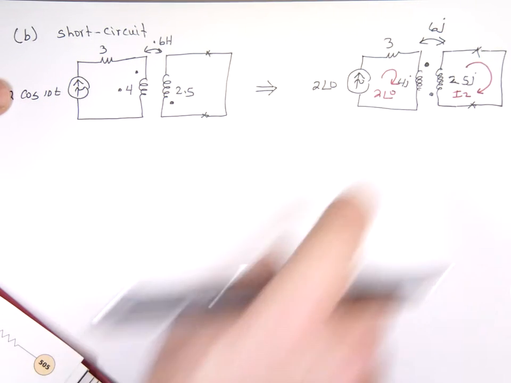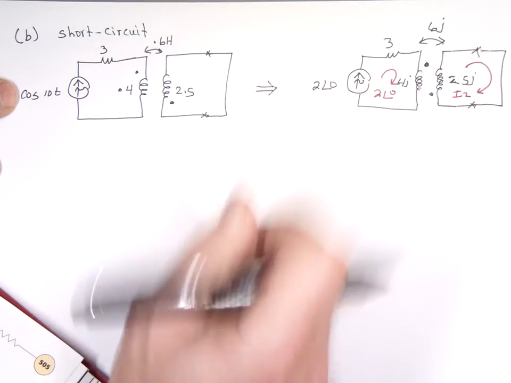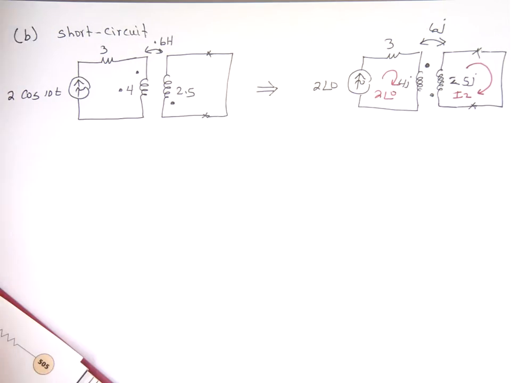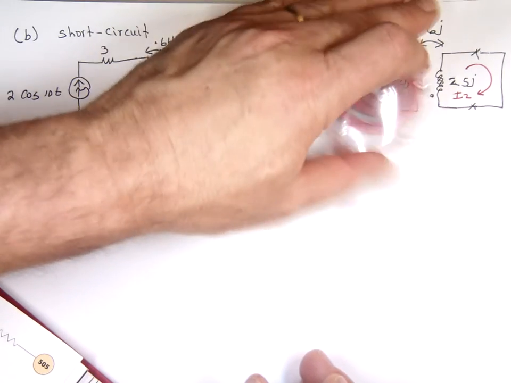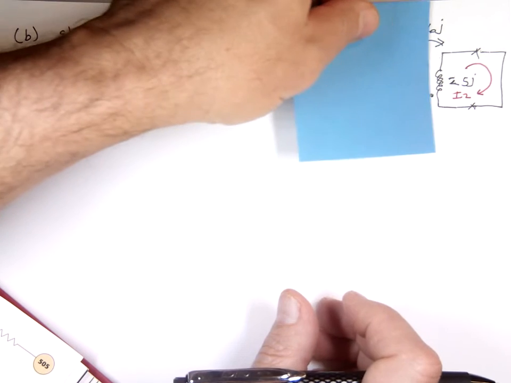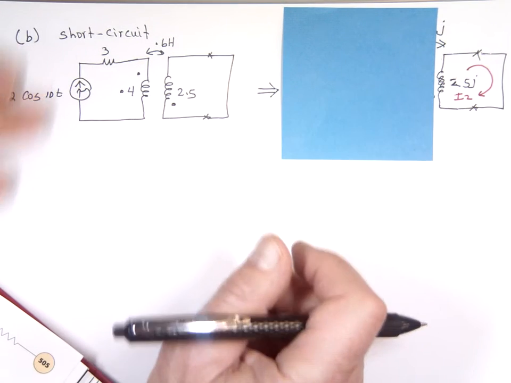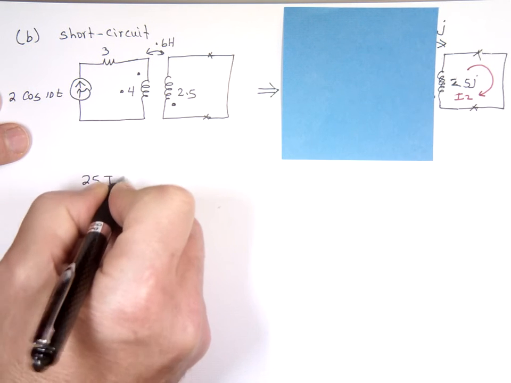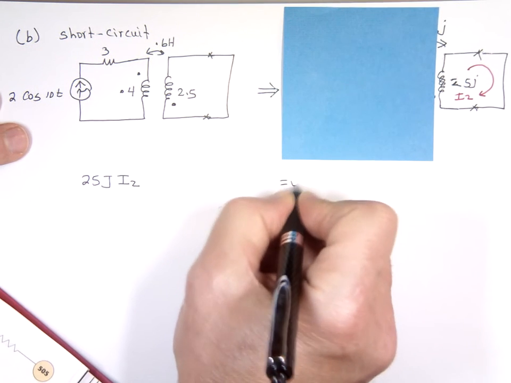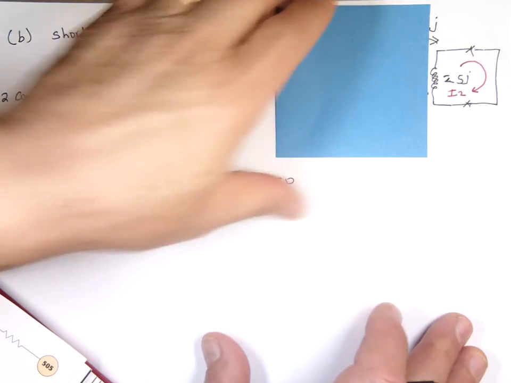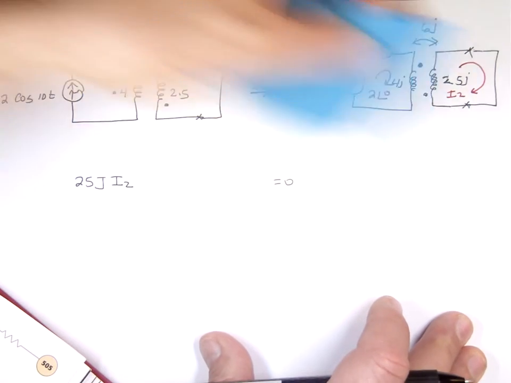But now, if I just do a KVL here, the sum of the voltage in a closed loop is 0. What do we have here? We have only that inductor. So if I block the first one, because that's not attached to it, let me block it with a piece of paper. Sum of the voltage in a closed loop is 0. We have 25j times I sub 2 equals 0. But I'm not done with it, because there's the mutual inductance. Let me uncover it now. We got 6j times I sub 1.